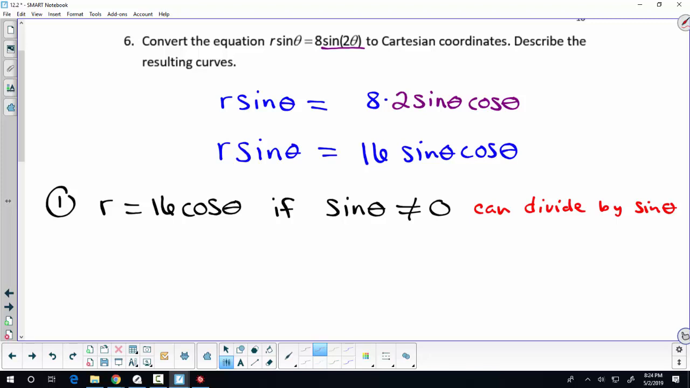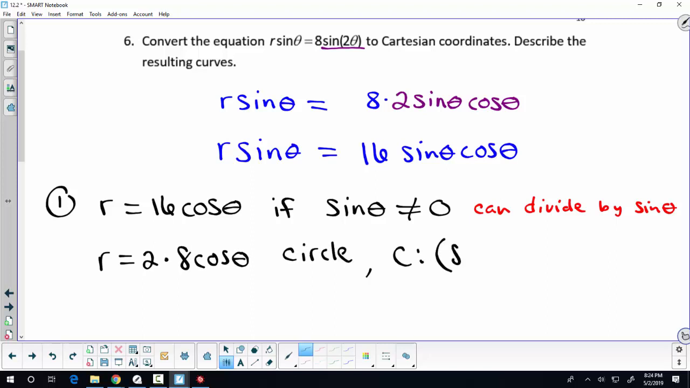So r equals 16 cosine theta, what is that? It's a circle. Radius 8. Centered at (8, 0), right? So that's 2 times 8 cosine theta. Circle. Center at (8, 0), with a radius of 8.